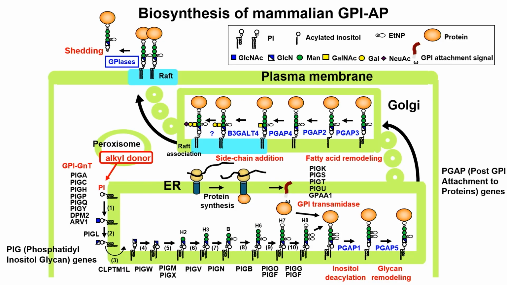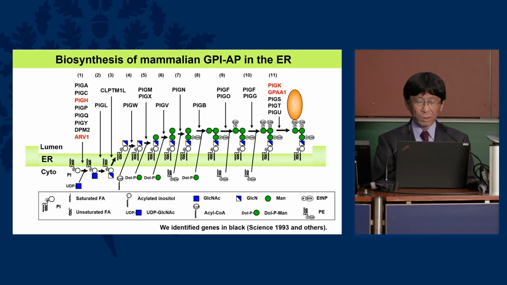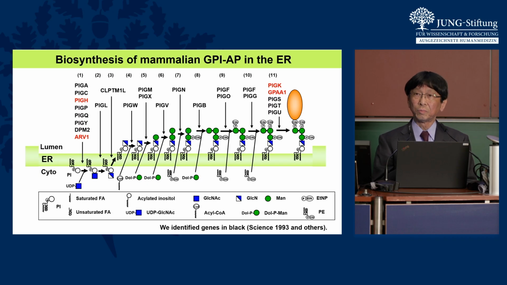If we look at this process in more detail, this shows the biosynthesis of GPI and attachment to the protein. For this pathway, 24 genes are involved. And we discovered most of the genes, except the genes in red color. Red ones were discovered by other groups first. And if any one of those PIG genes doesn't work, then the biosynthesis stops there, and the complete GPI anchor is not attached to the protein.